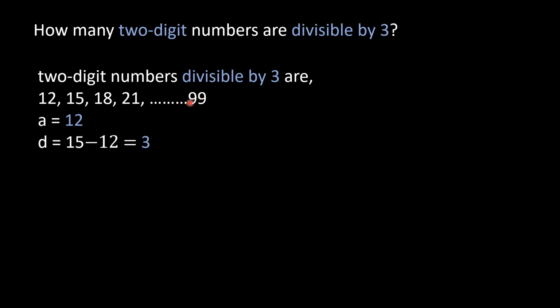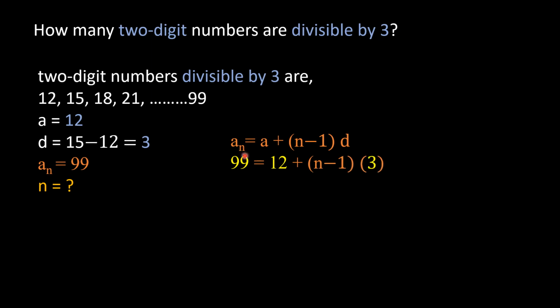Now here the last term is 99. So we will assume 99 as our nth term. So a_n is 99. Now we have to find how many such two-digit numbers, so therefore we have to find n. Now we have nth term as a_n = a + (n − 1) × d. We will substitute the values: for a_n 99, for a 12, and for d 3.